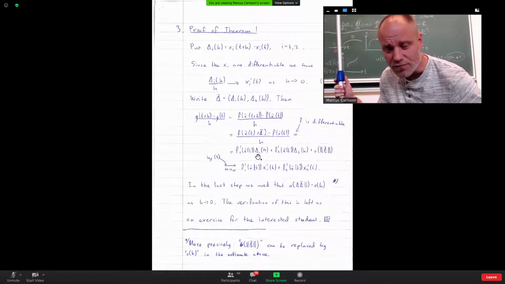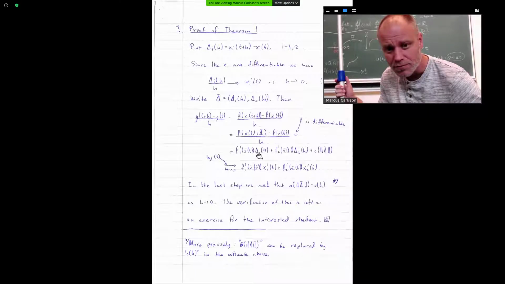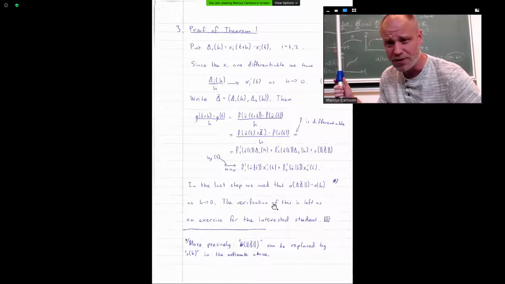In this line, I've forgotten to divide by h. I just realized now. Funny. So delta 1 divided, here it divides by h on every line, and then here it disappears. It should be delta 1 divided by h, of course. And then when you take the limit, you get x1. Okay. I think I skipped the details. Those of you interested can think about this and ask me during lunch hour if you have questions.